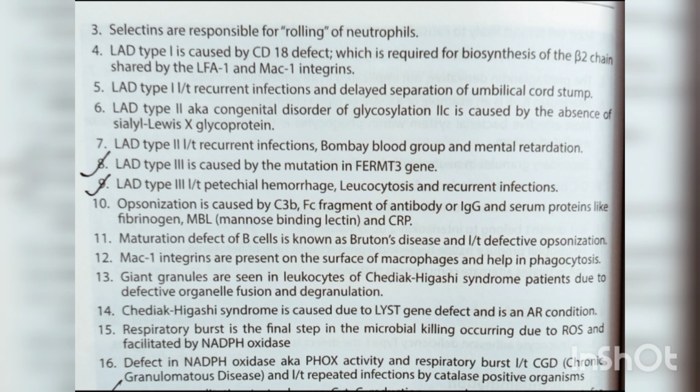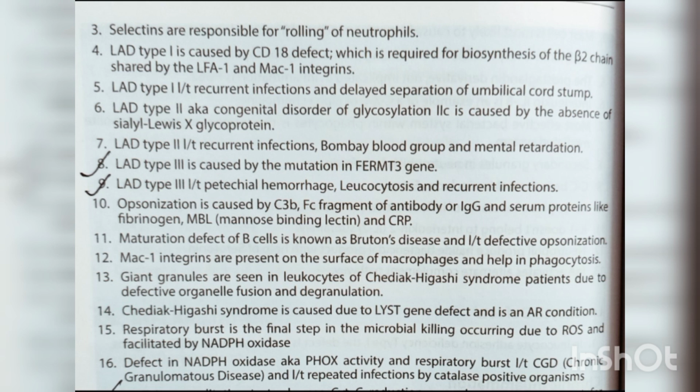LAD2, also known as congenital disorder of glycosylation 2C, is caused by the absence of sialyl Lewis X glycoprotein. LAD type 2 leads to recurrent infections, Bombay blood group, and mental retardation. LAD type 3 is caused by the mutation in FERMT3 gene. LAD type 3 leads to petechial hemorrhage, leukocytosis, and recurrent infections.